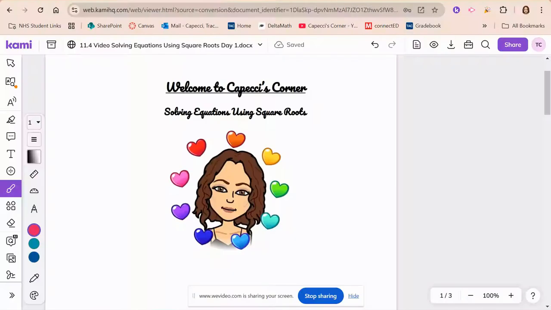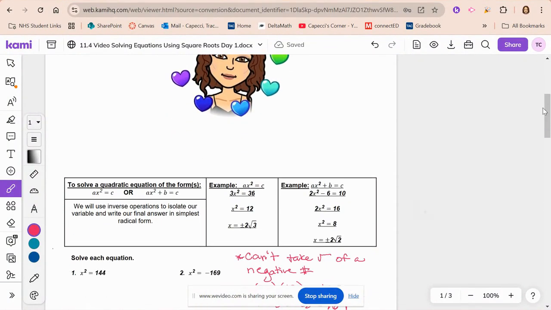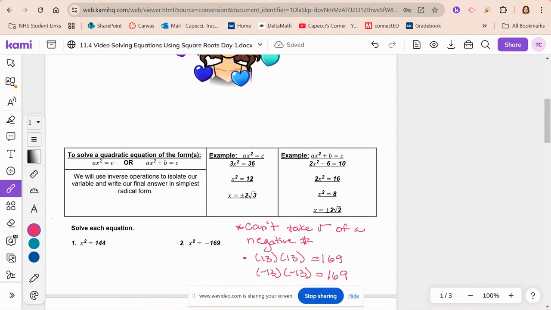Today on Capechi's Corner, we're going to look at solving quadratic equations using square roots. Okay, so let's look at some examples here. So when I have a square of a variable like x squared, or I have another variable in there as well, we need to do inverse operations to get that x by itself.